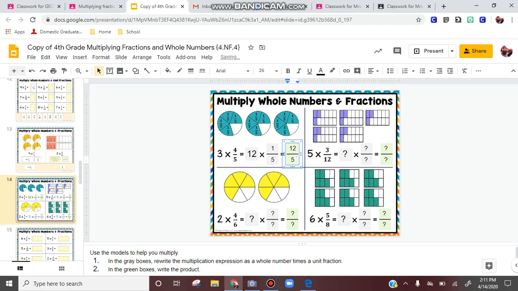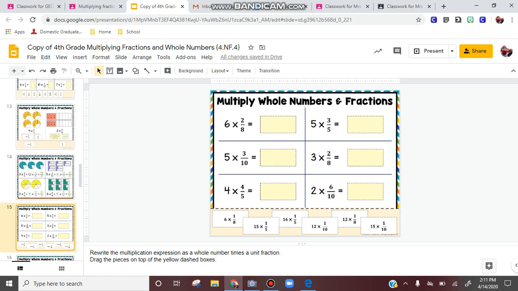Okay? All right, there's 14. Now 15, so you're dragging and dropping it as a unit fraction. So these are a little bit challenging. So instead of 2/8, it'd be 1/8. So that kind of helps you out. So you're looking for the unit fraction, so it'd be 1/8. And oh wait, there's two 1/8s.